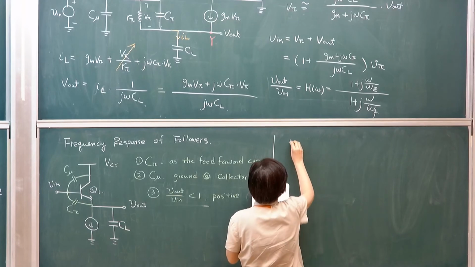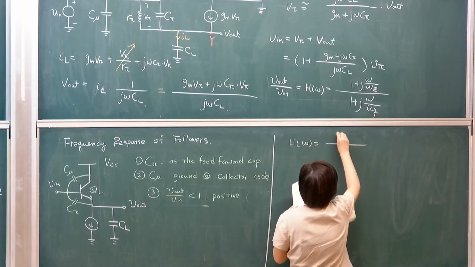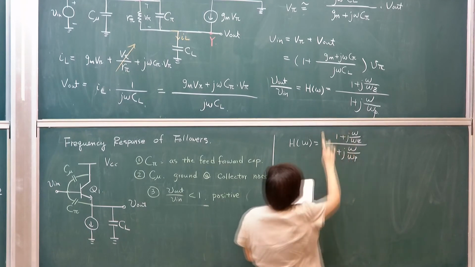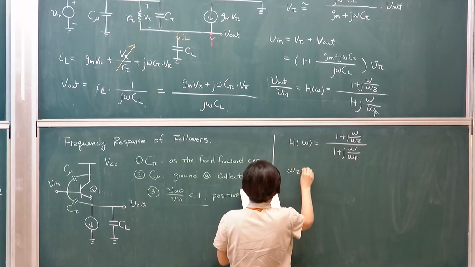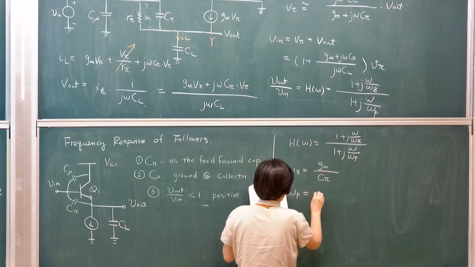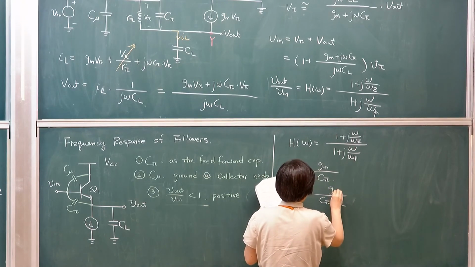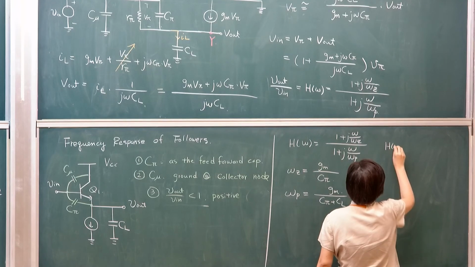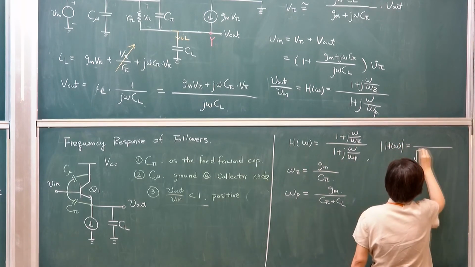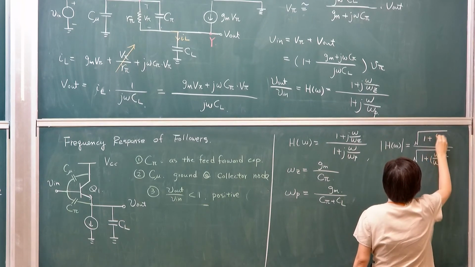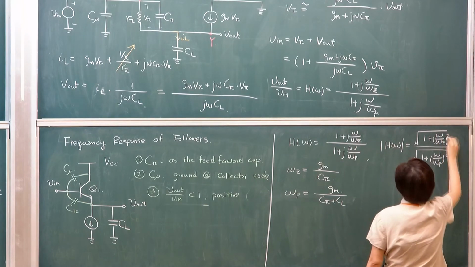So as we already found out, this transfer function is governed by a zero and a pole based on this equation, where the zero is close to the transit frequency. Its pole is set by Cπ plus C_load, depending on the load. So this is simply by constructing the small signal equivalent circuit and getting the overall transfer function. If I want to get the absolute value of this, it will simply be the square root of 1 plus ω/ωz squared over 1 plus ω/ωp squared.